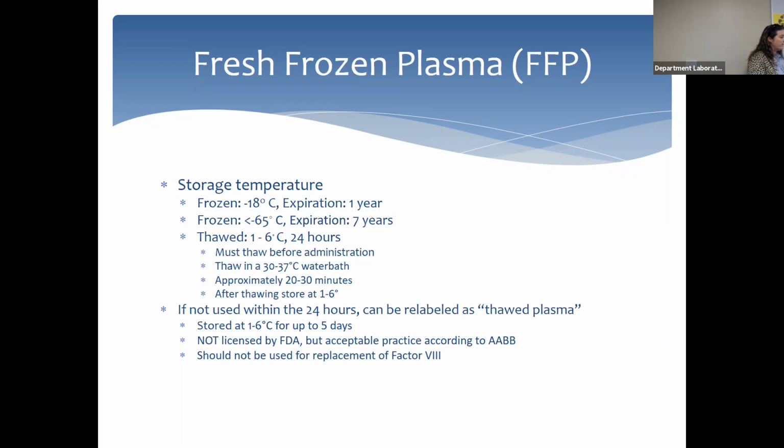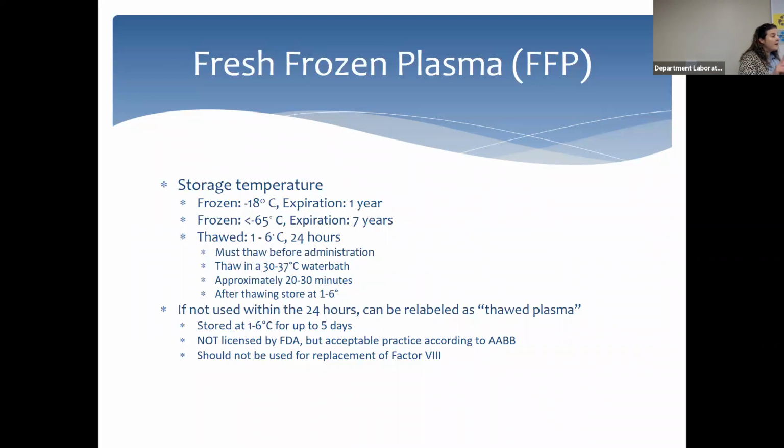Here's the thing. If you don't use it within that 24 hours, you can further change the attribute, and then it just becomes plasma, okay? And then it's good for 5 days post-thaw date, all right? I want to make that clear, that is not an approved FDA product, okay? So once you thaw plasma, FDA says it's only good for 24 hours.